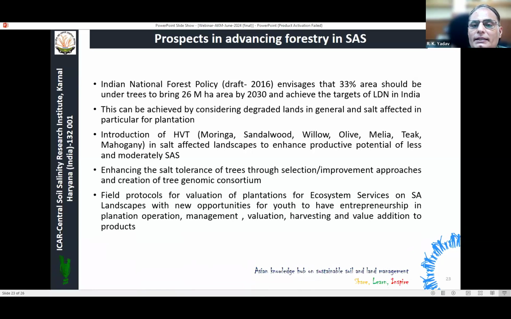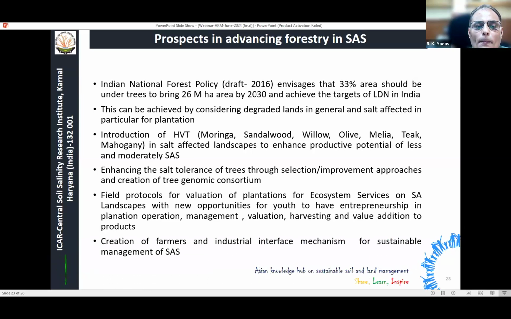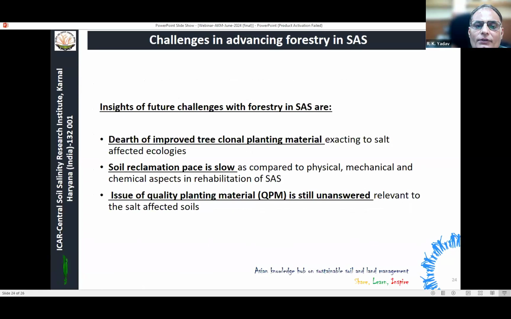And on the other hand, there is an opportunity for the rural youth to have entrepreneurship, particularly in forestry, for plantation operations, for nursery raising, management, valuation, harvesting, and other things also. And then creation of a farmers and industrial interface mechanism for sustainable management of the salt-affected soils.